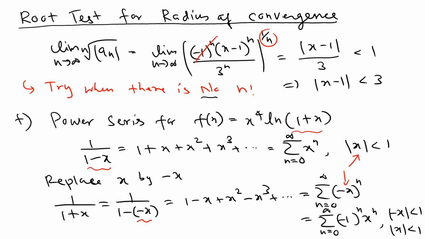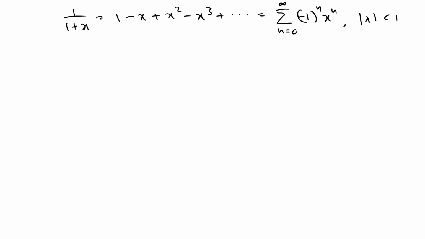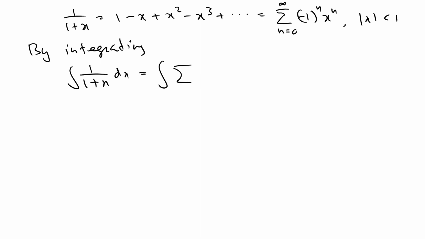Now we're going to see the connection between this and what we need. You can see that if we integrate 1 over x, you get ln x. So we can use that idea. So we have 1 over 1 plus x, which is equal to this. So what we can do is integrate: the integral of 1 over 1 plus x dx equals the integral of sigma n going from 0 to infinity, negative 1 to the n, x to the n dx.